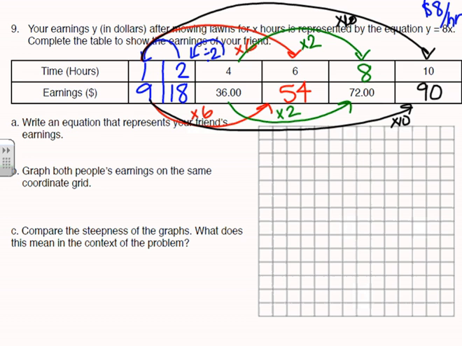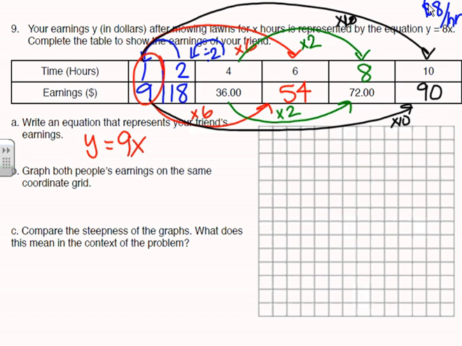Write an equation that represents your friend's earnings. The unit rate was $9 per hour, so that would be y equals 9x. Okay, part B, we're going to graph both of these in the same coordinate grid.